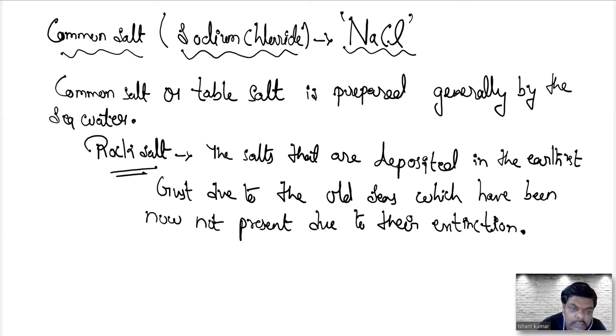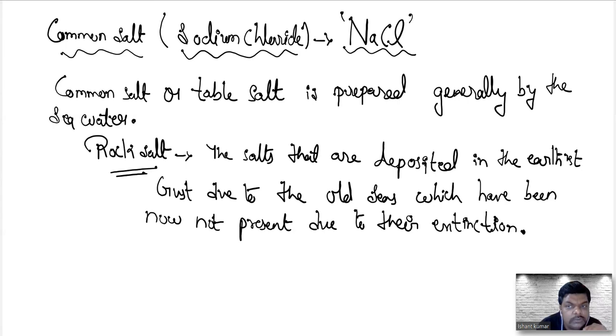We have to mine the salt from there, and then we use it. But this salt contains a very small percentage of NaCl. Means if I say 100% of the salt you are using, then only about 2 to 3% is rock salt, and the rest is the salt we get from seawater.